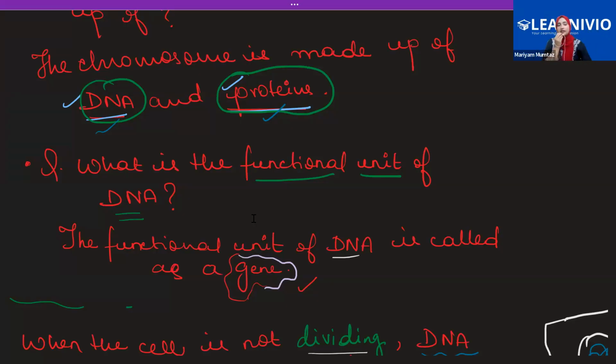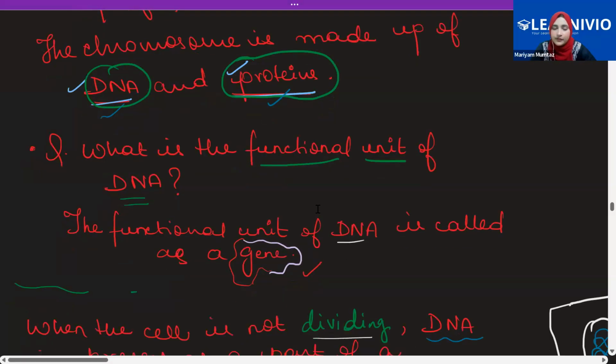Now the part of the DNA that transfers the information from the parents to the offspring is called the gene. So the part of the DNA which is like a functional unit of DNA, we will call it the gene.